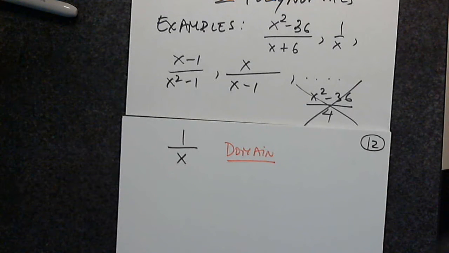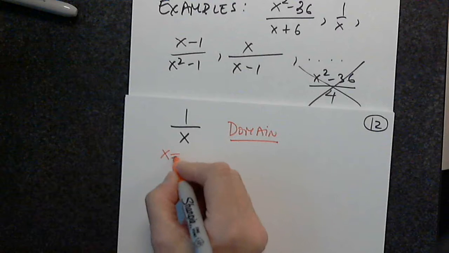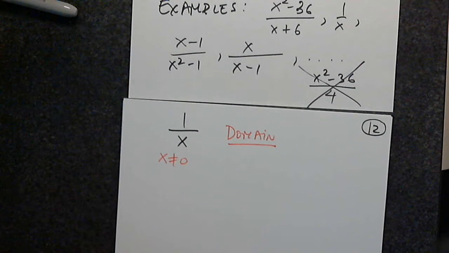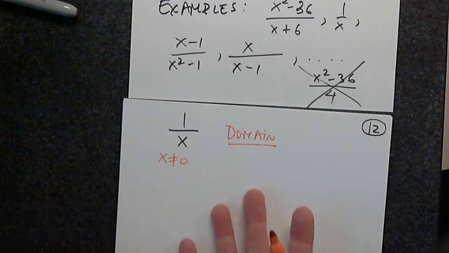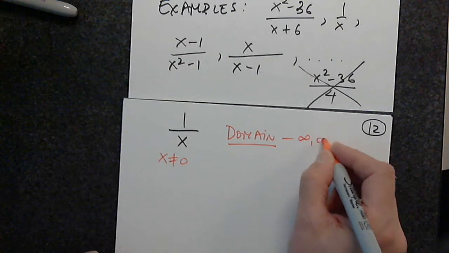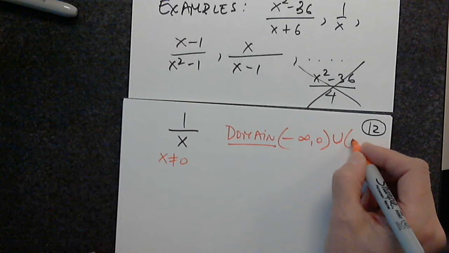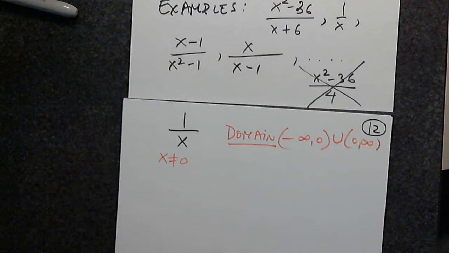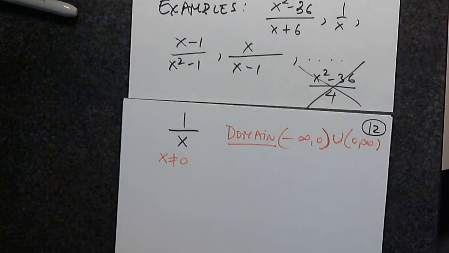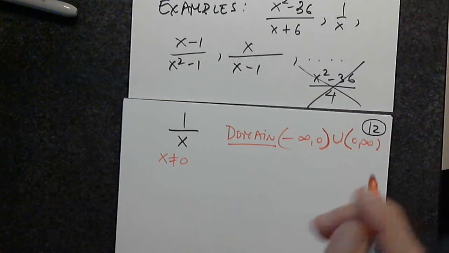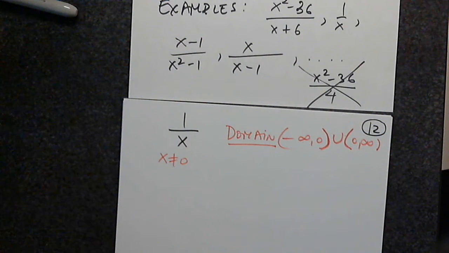We wrote this last time or last week. Division by 0 is called undefined. So I will have to say x is not 0. And then what is the domain? Well, in plain English, anything but 0. And here's how we write it: negative infinity to 0, union 0 to infinity. In plain English, everything but 0. The parenthesis means 0 is not included. 0 is excluded from both intervals.